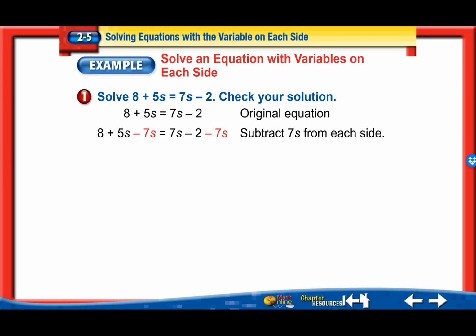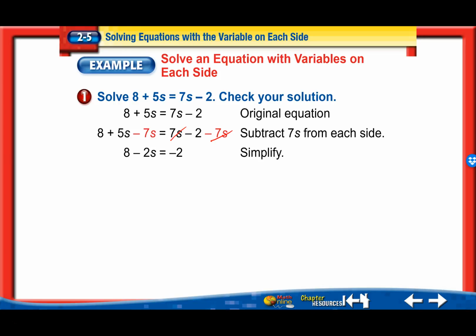Oh, never mind. The book will do things differently. Why not? It actually doesn't matter. Either way will work. One's just going to have more negative signs to deal with. So they say subtract 7 from both sides. So these 7s will cancel. That's going to go to a negative 2. So I'm going to have 8 minus 2s equals negative 2.